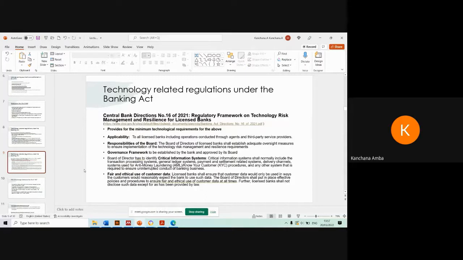Now, in these laws, the responsibility falls on the board of directors, right? To make sure that adequate oversight is there and the frameworks are properly implemented, right? So while the central bank does supervise, the responsibility is directly on the board, and the bank has to come up with their governance framework, right?